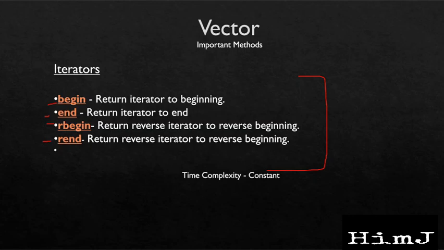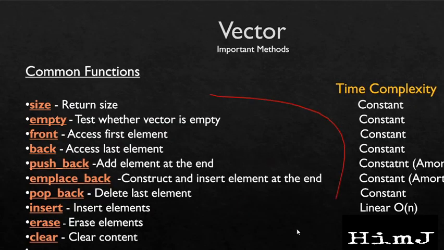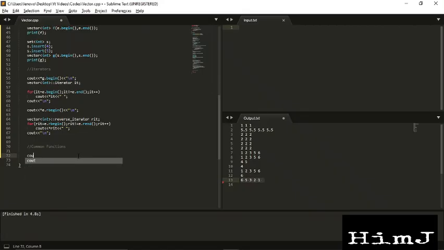Now we will see some common functions that are provided by vectors. These are some common functions that are available to us. The size, as we have seen already, returns the size, and empty returns a boolean value which tells us whether this vector is empty or not. Front and back are used to access the first and last element. Let us check these functions in code. Now e.size should return 5 because there are 5 values, and e.empty should return 0 because e is not empty.